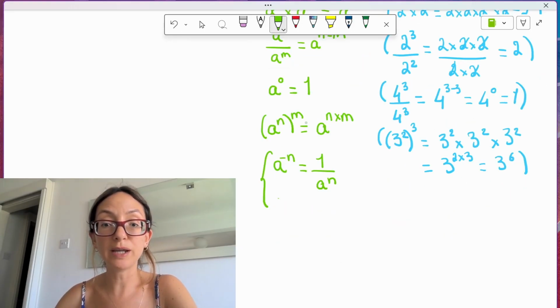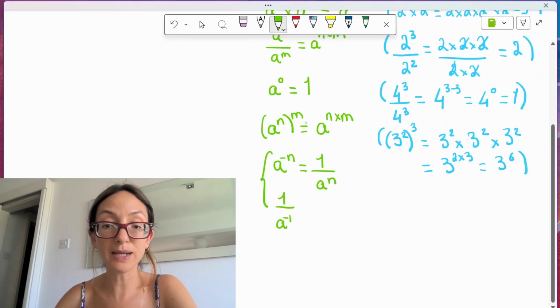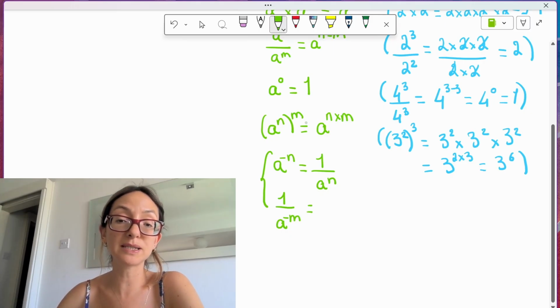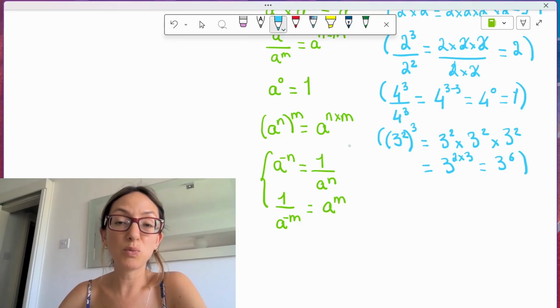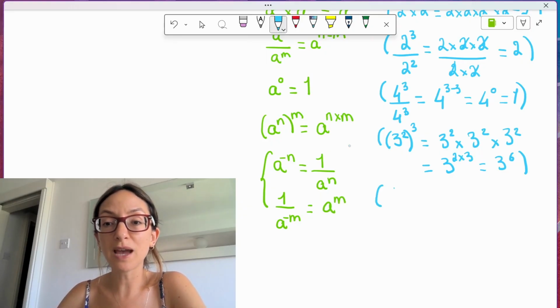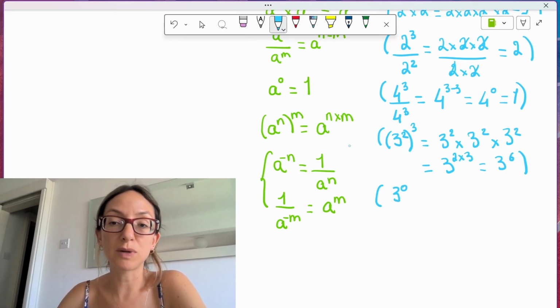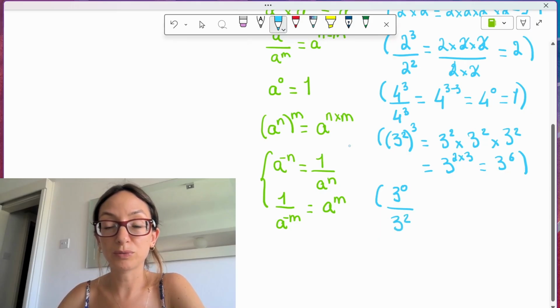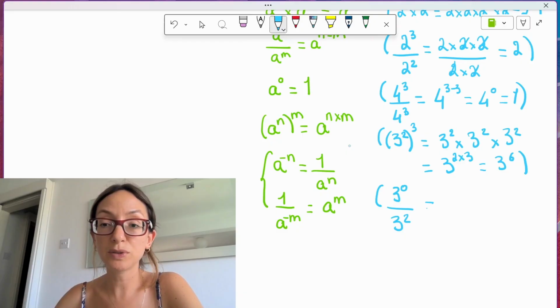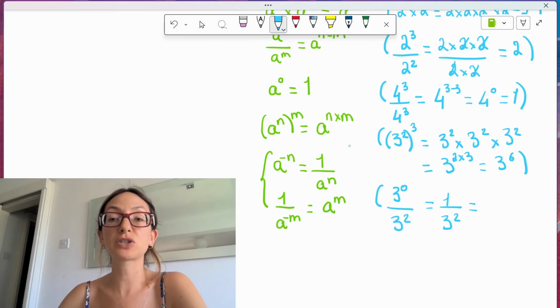And so in the same way, if we have 1 over a to the power of minus m, for example, again, that just means that this a is not supposed to be in the denominator, it's supposed to be in the numerator. So that's a to the power of m. Now let's look at an example to see why that makes sense. So suppose we have 3 to the power of 0, which we know is 1, but let's just write it like this for now, over 3 to the power of 2. Now we know that 3 to the power of 0 is equal to 1, so we know that this is simply 1 over 3 to the power of 2, right? But now let's use the second rule about the subtraction of powers.